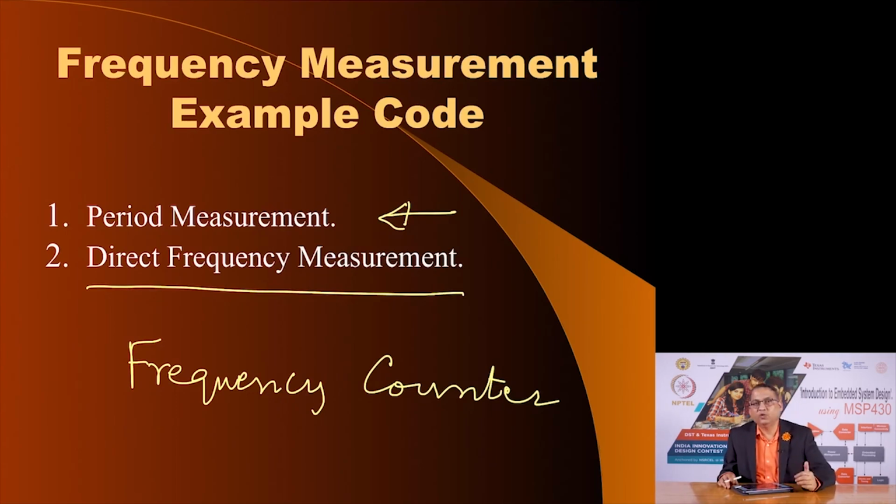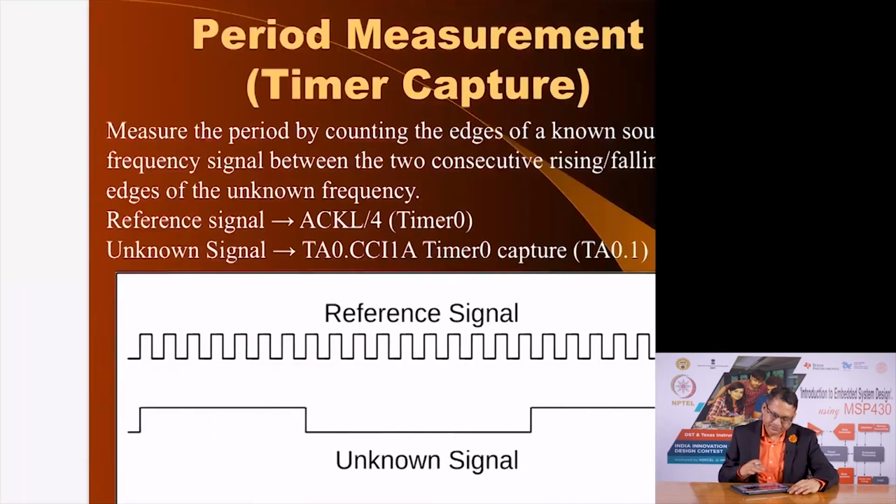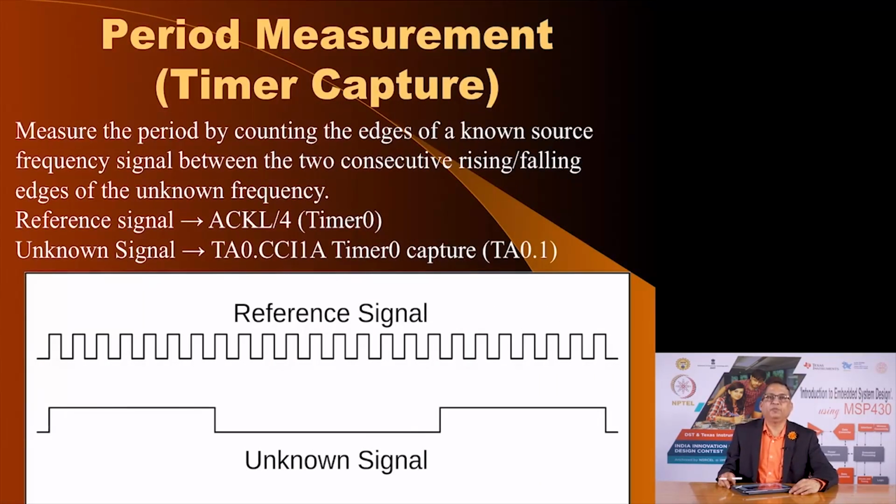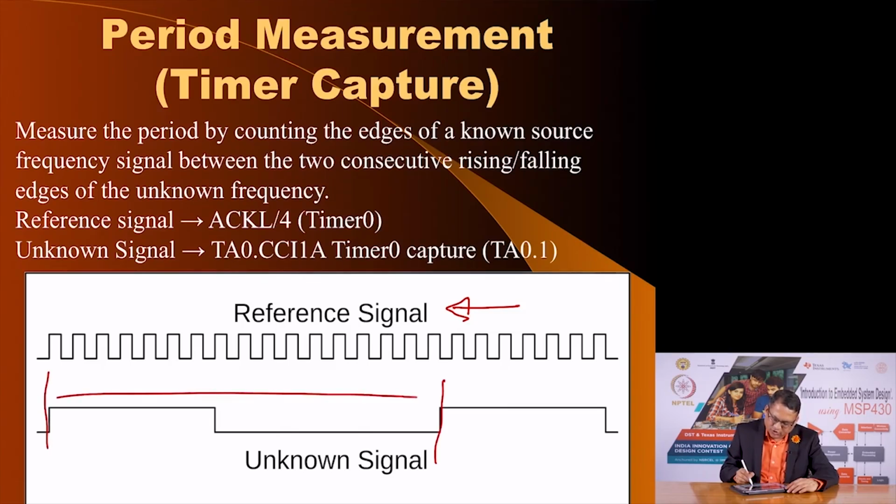Now, we will see how MSP430 could be used to perform both of these operations, the direct frequency measurement and the period measurement. When you want to do period measurement, we are going to use the timer in the capture mode. Here is our reference signal, which is an internal signal. The idea is that for the unknown signal whose frequency we want to measure, we do not want to measure frequency directly.